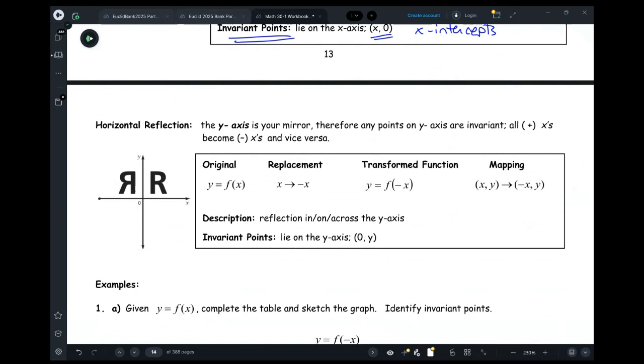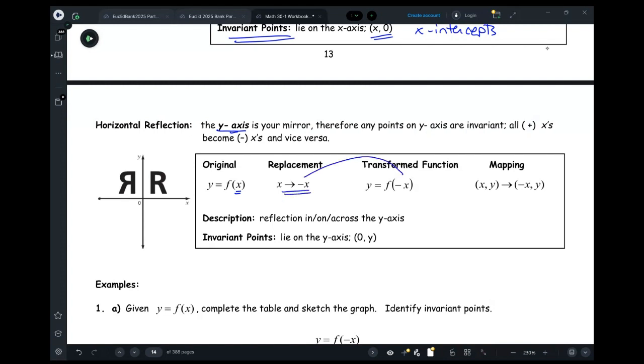Okay, now, horizontal reflection. In this case, it's the y-axis that's the mirror. And again, that can be a little confusing for people because it's the horizontal reflection, but it's the y-axis that's our mirror. So any point that shows up on the y-axis is going to be invariant. So here, what we're going to do is take that x-coordinate, that x variable inside the function, and replace it with negative x. We're going to change its sign.